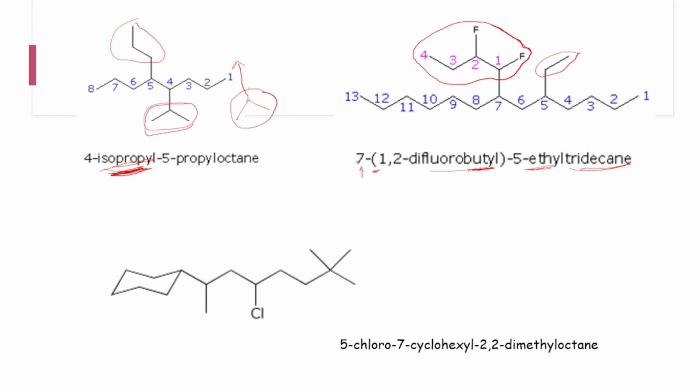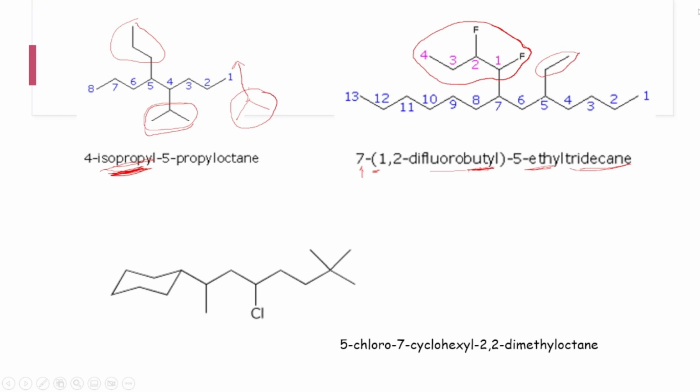1,2-difluorobutyl. This is all at carbon number 7 of the tridecane. Okay, let's have here the last example, which I also would like to show you.